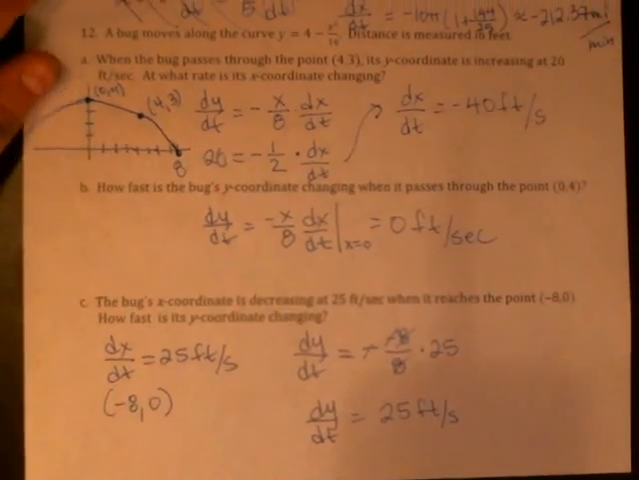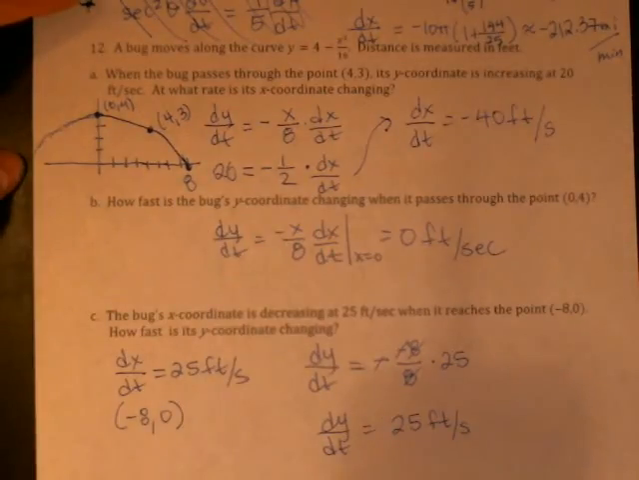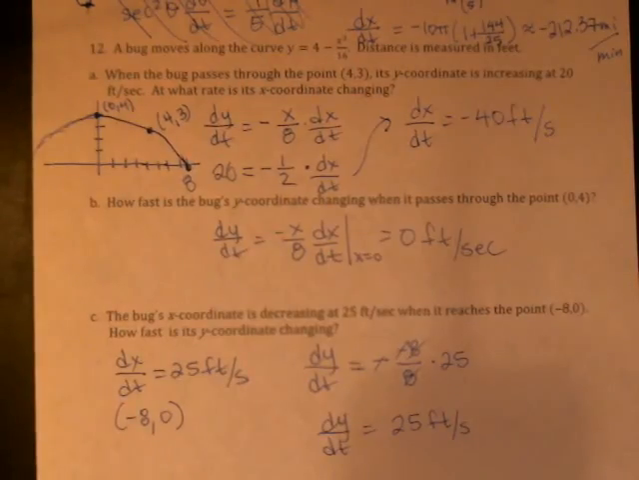Okay, so let's see, where are we? We're at negative 8, 0. So that's back here where we cross the x-axis. So if our x is increasing, our y should also be increasing to stay on the curve. So that seems reasonable to me.